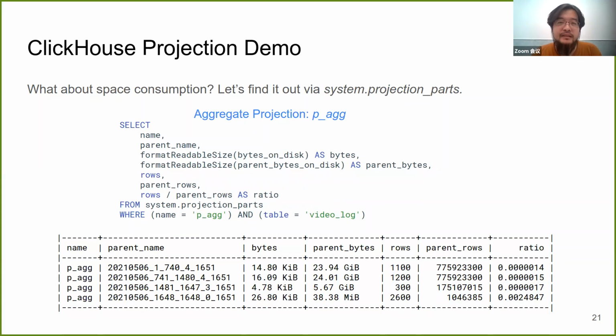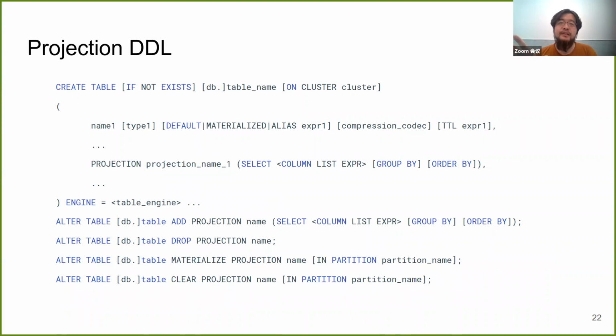The PAG projection pre-aggregates columns, thus consumes much less space. It's nearly negligible, about 0.0001%. Usually, aggregate projections cost less space and accelerate queries considerably, but it's still highly related to the data distribution and the actual queries. Thus, we still need to properly design projections in production. Here is a complete list of statements about projection. We can create, add, drop, materialize, and clear projection, just like what we did for indices.